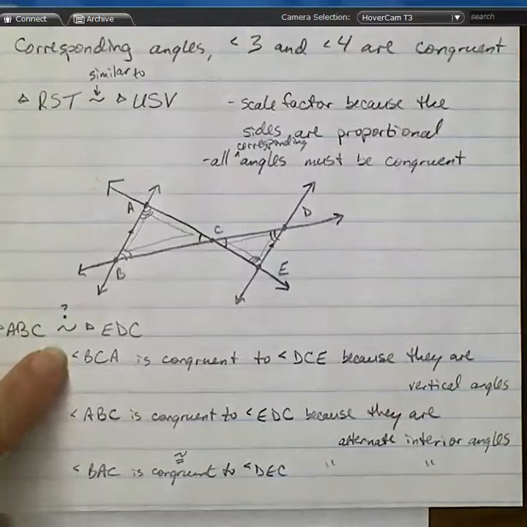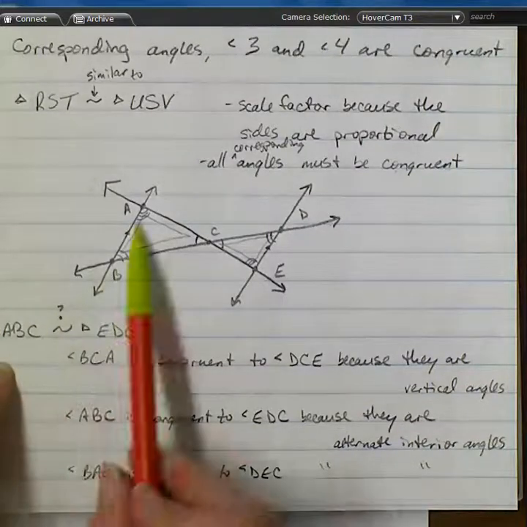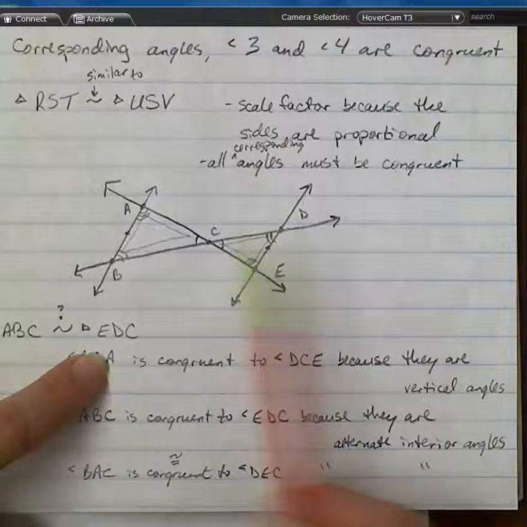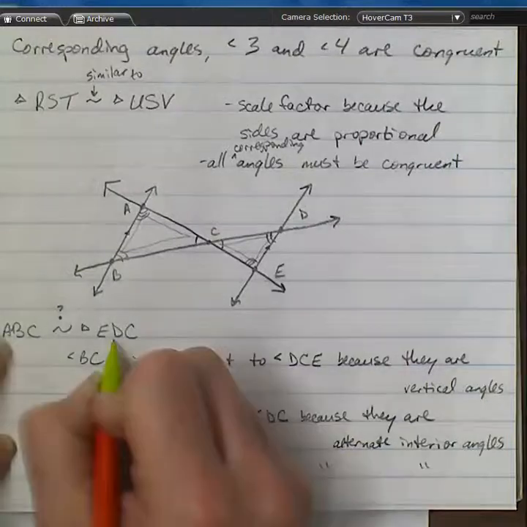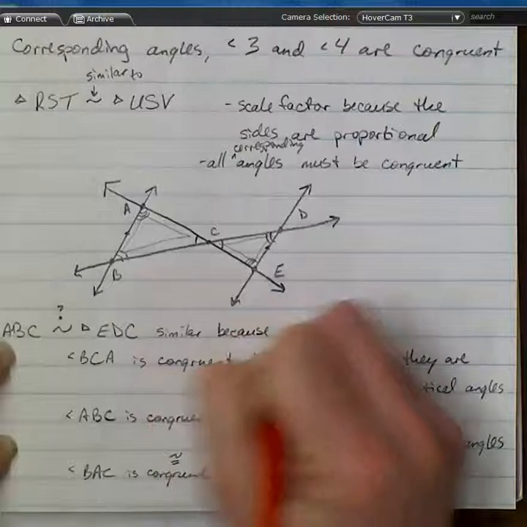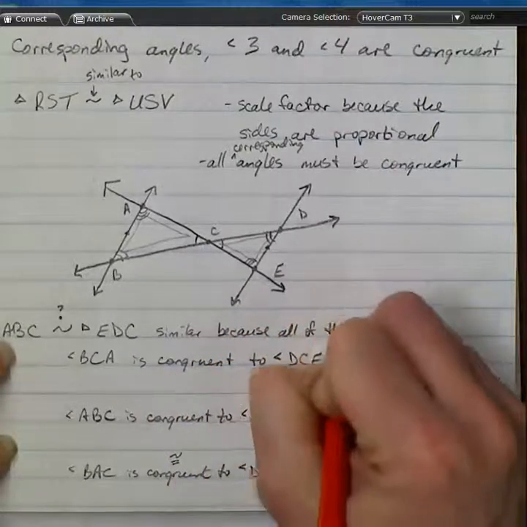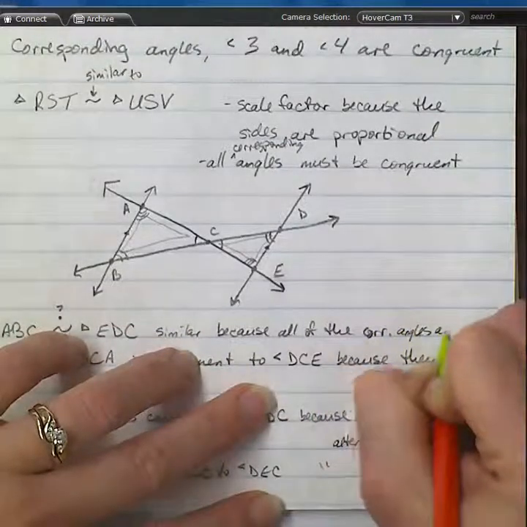Are they similar? Is triangle ABC similar to EDC? Yes. Why? Because all sides are congruent. Not all sides are congruent. All the whats are congruent? All the angles are congruent. And for a triangle, that's enough. So yes, they are similar because all of the corresponding angles are congruent.